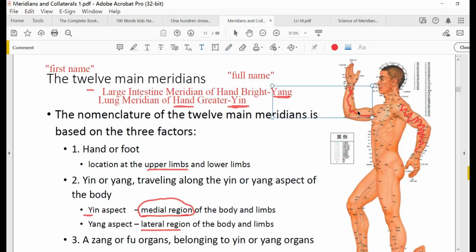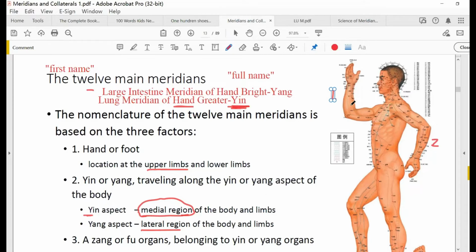So that means, here, where is the lung meridian? Is it here or here? One or two? The lung meridian. Inside, number one, right? Yeah, not number two. Lung meridian of hand greater yin.